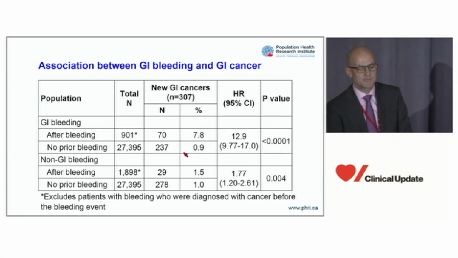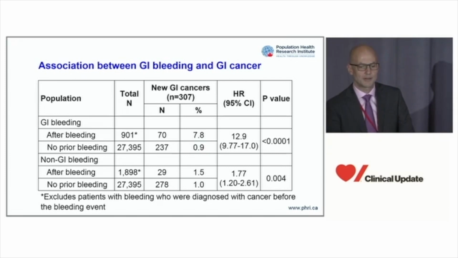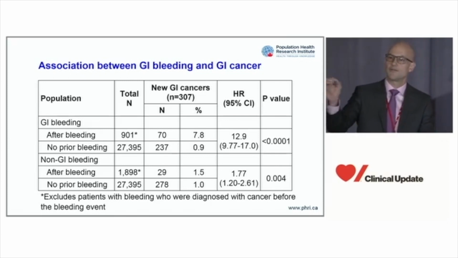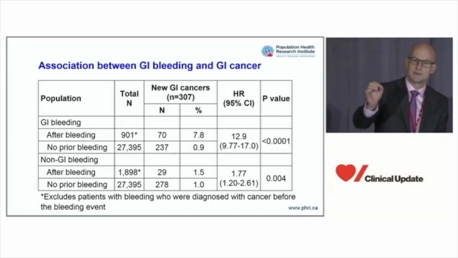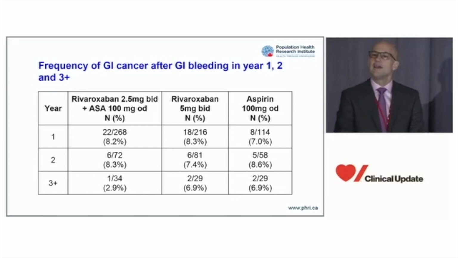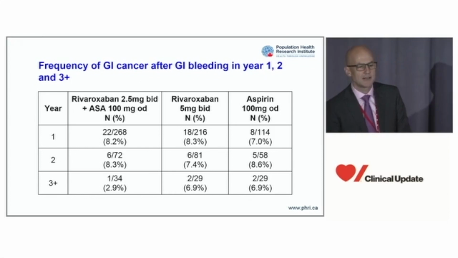In the absence of bleeding, the rate of new GI cancer diagnosis was about 1%, a hazard of 12.9. In other words, there's clearly an excess of bleeding, but for every 13 patients who experience GI bleeding, we'll diagnose one new cancer. Because GI bleeding is front-loaded, this also means that the GI cancer diagnosis is front-loaded. The numbers are very small, but in the first year, there are 22 new GI cancers in the combo group and just 8 in the aspirin group.